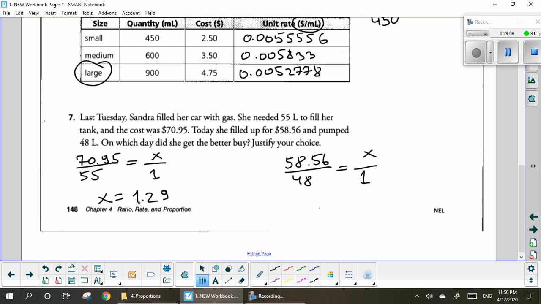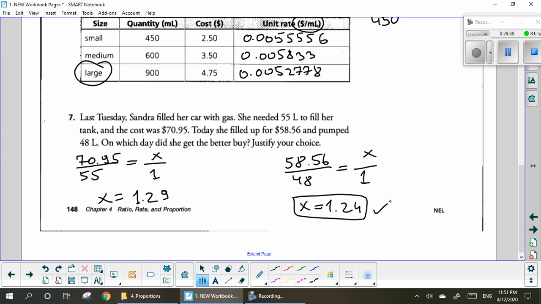Ooh, that's pricey. The other one, 58.56 divided by 48. It's $1.24. There we go. Also pricey, but obviously, it seems like $1.24 is the cheaper day by 5 cents, which again adds up. If it's 5 cents per liter, she does save a decent amount of money.